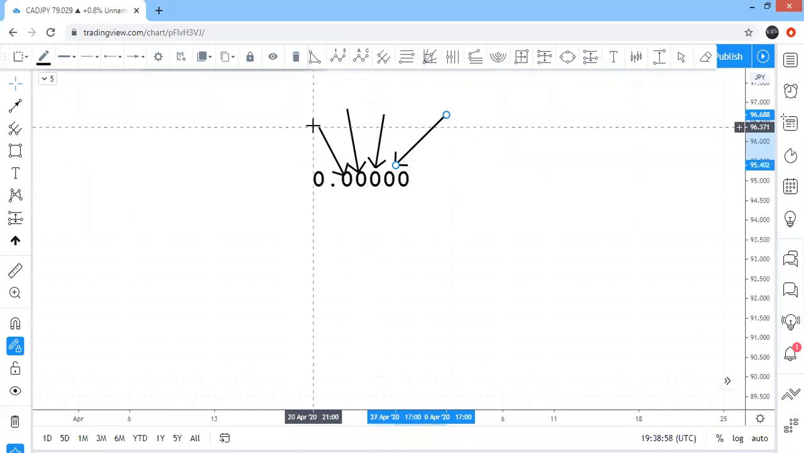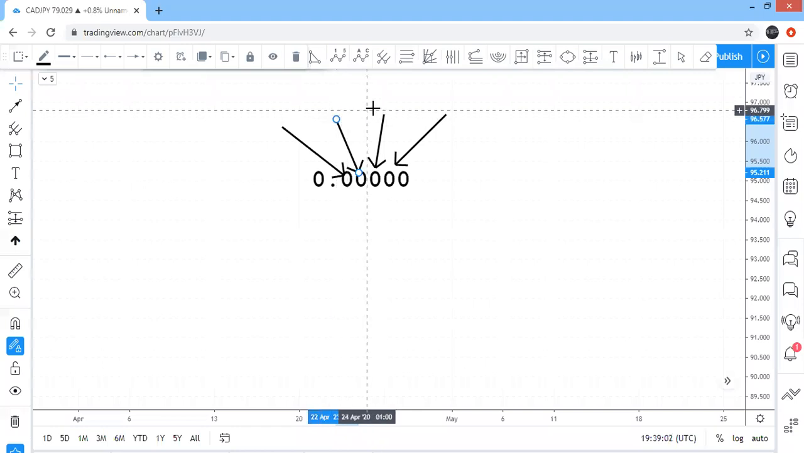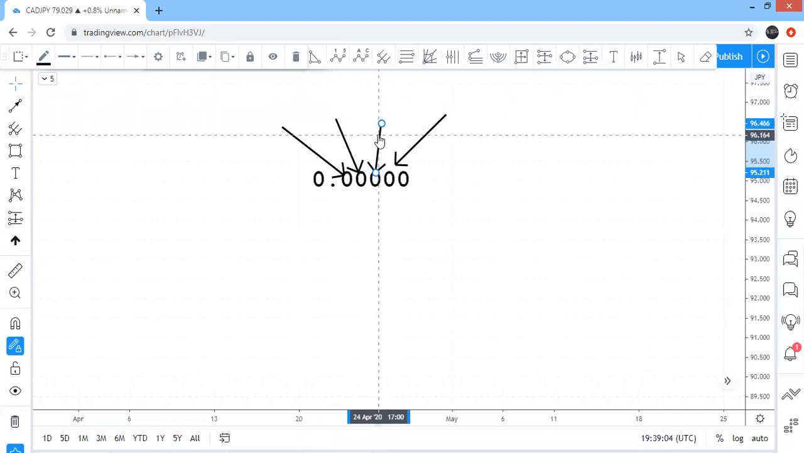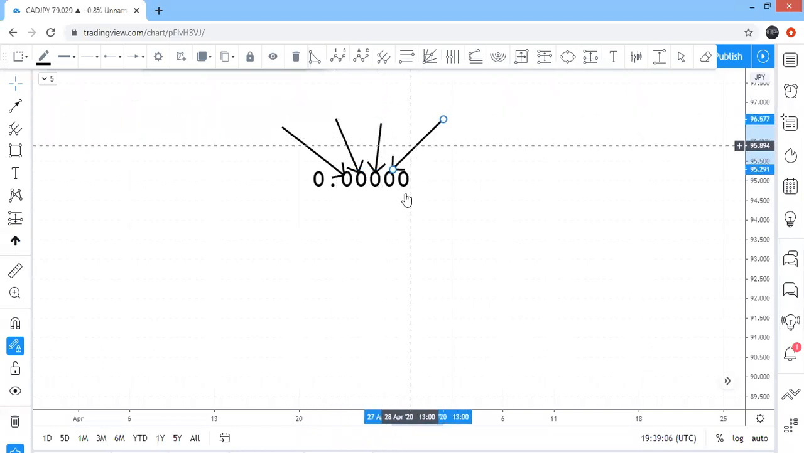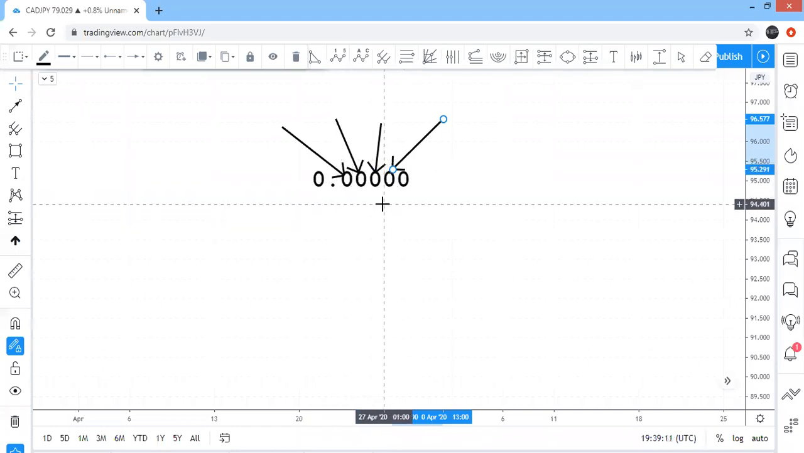So this is the thousands, this is the hundreds, this is the tens, this is the ones, and this is the number that causes all these other numbers to start rotating.